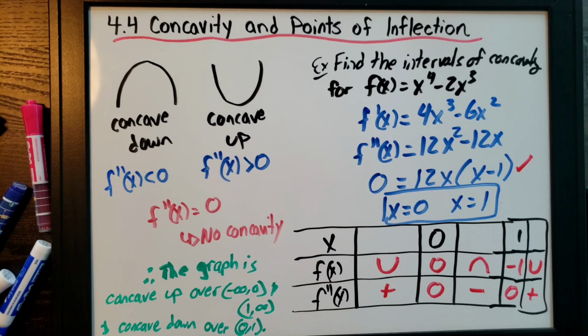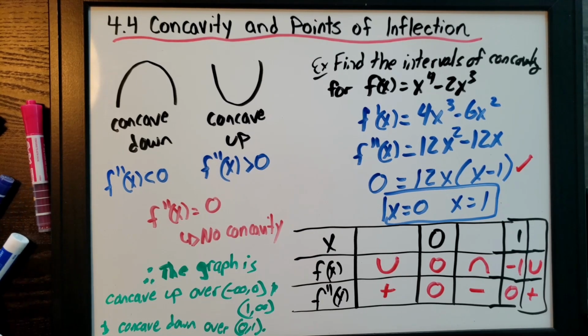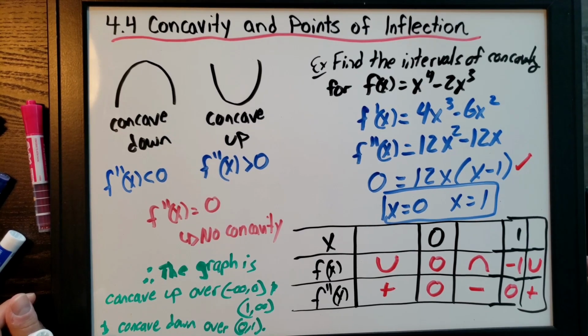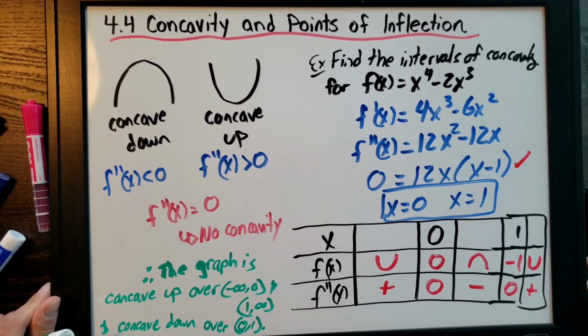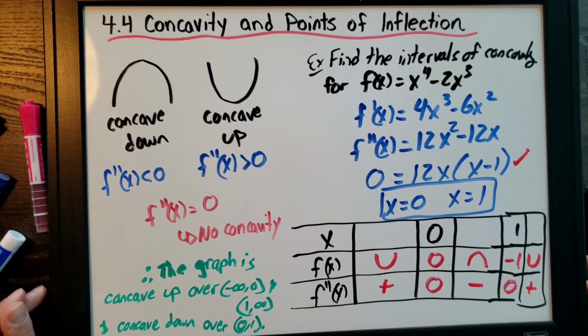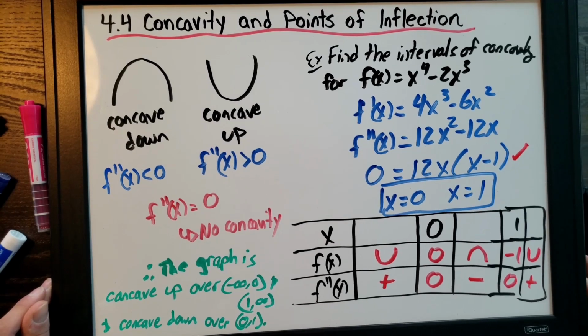Now I know the shape of the graph in these intervals, and eventually I can combine that with all the other skills that I found this chapter, like asymptotes, intervals of increase and decrease, where the first derivative is 0 using the first derivative test. All these things I can put together and graph a pretty accurate sketch of a polynomial function or a rational function.